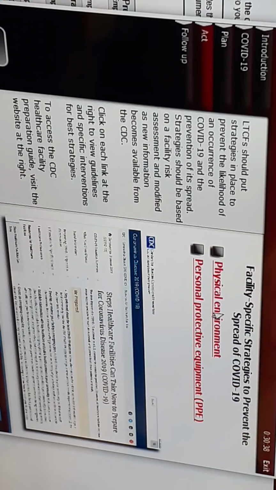Long-term care facilities should put strategies in place to prevent the likelihood of an occurrence of COVID-19 and the prevention of its spread. Strategies should be based on a facility risk assessment and modified as new information becomes available from the CDC. Click on each link at the right to view guidelines and specific interventions for best strategies. To access the CDC Healthcare Facility Preparation Guide, visit the website at the right.